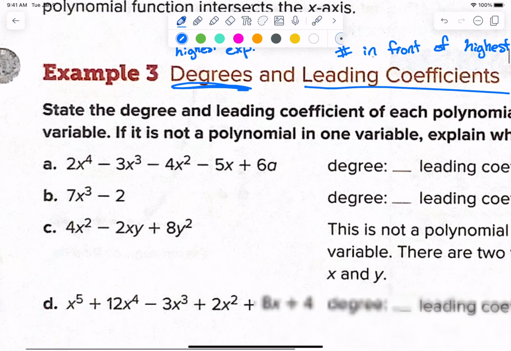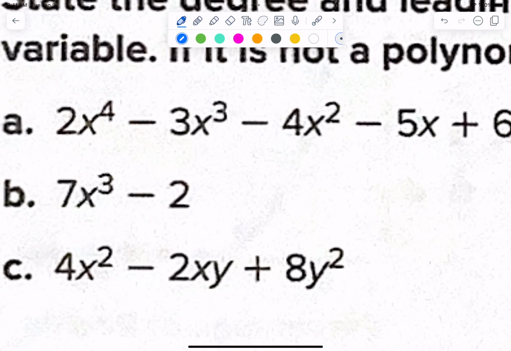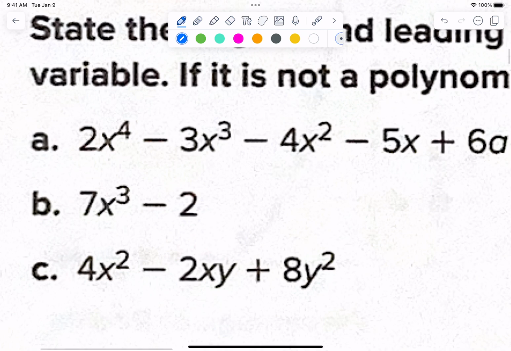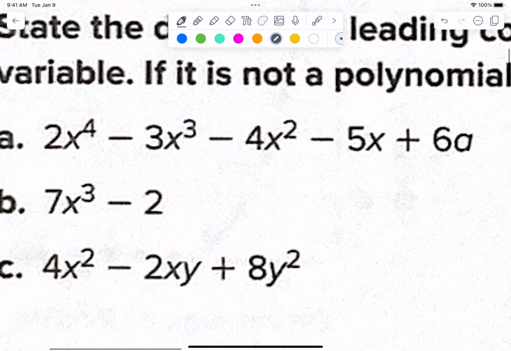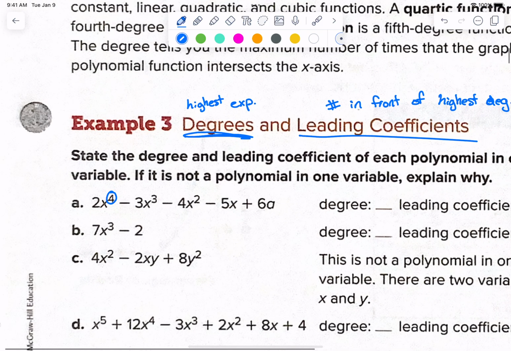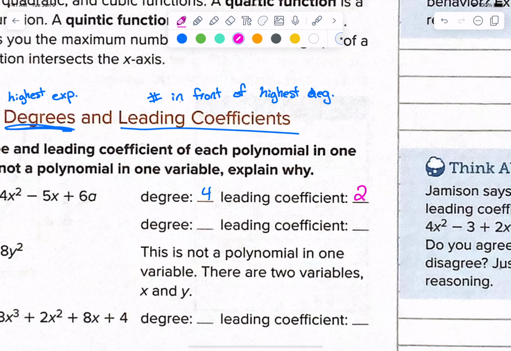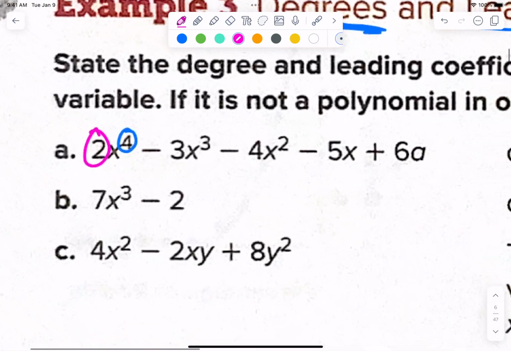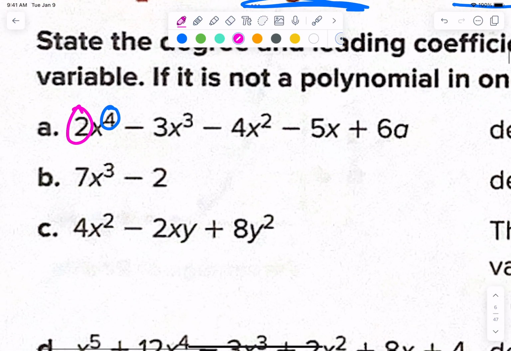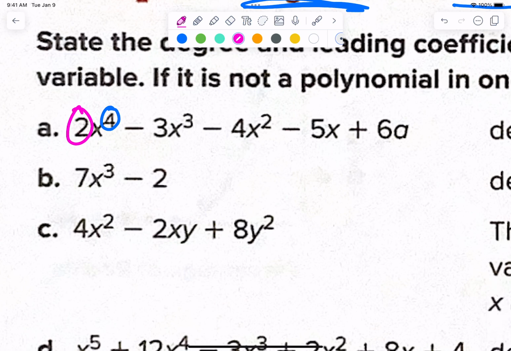Here we go. Let's do these examples. In part A, which one is the highest degree? The 4. So I'm going to circle the 4. So the degree is 4. What's the leading coefficient? 2. It's the number that's in front of that. A lot of times your leading coefficient is the very first number, the absolute first number. But if they have those not written in descending order, like they should be, you have to be careful.